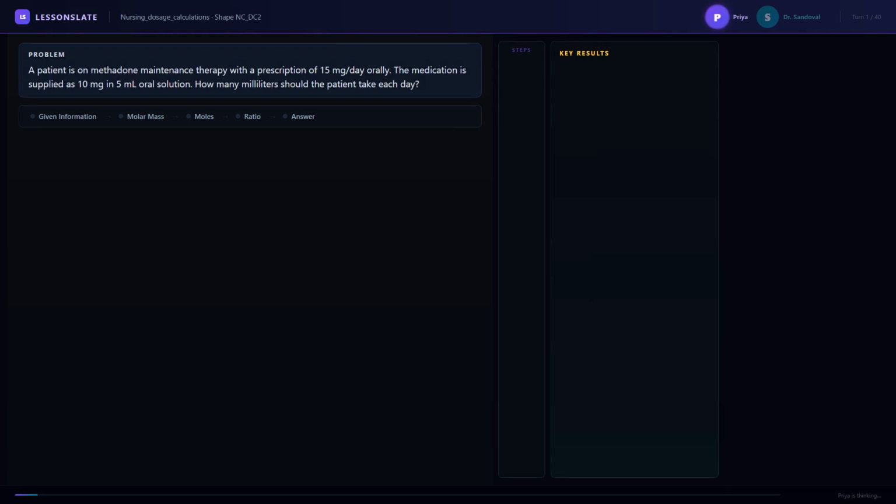Dr. Sandoval, I could really use your help with this one. I've been puzzling over it for a bit, and I just can't seem to get my head around it. The problem states, a patient is on methadone maintenance therapy with a prescription of 15 milligrams per day orally. The medication is supplied as 10 milligrams in 5 milliliters oral solution. How many milliliters should the patient take each day?